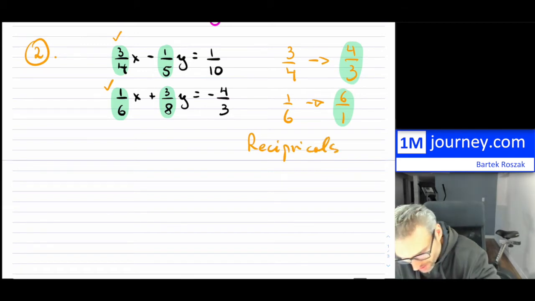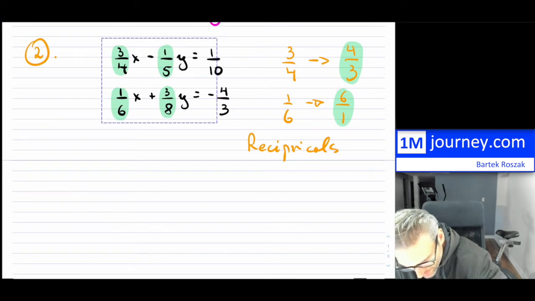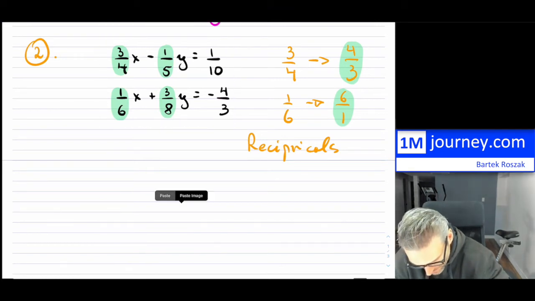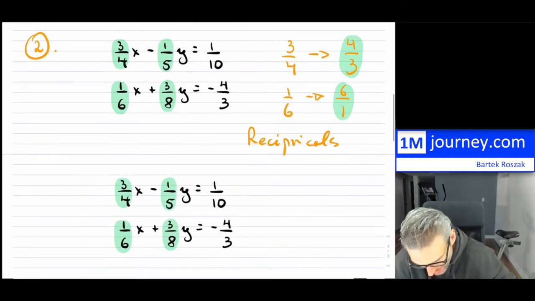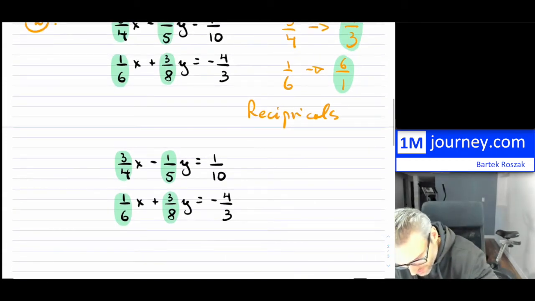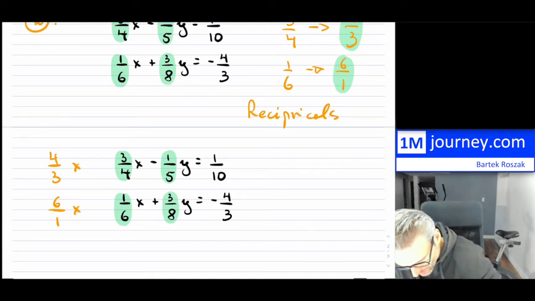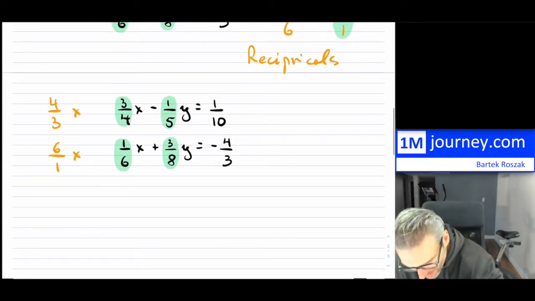Reciprocals. Okay, let me bring these down again. Copy, paste. Let me show you what happens. If you take this and multiply by the reciprocal, so 4 over 3, and this one is going to be multiplied by 6 over 1. So what do I get in this case?